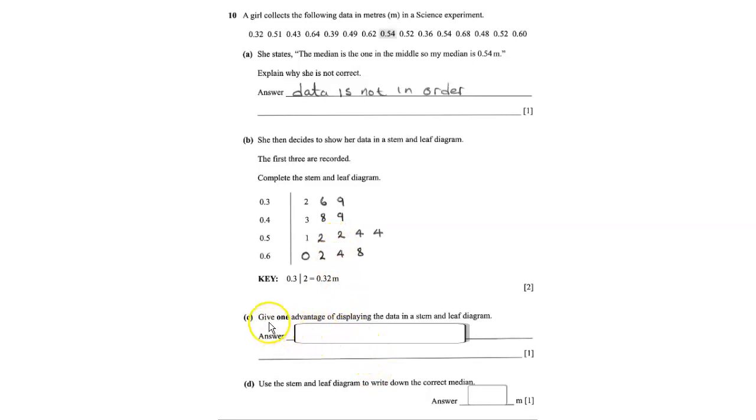So question C, it says, give one advantage of displaying the data in a stem and leaf diagram. And that means the data is now in order, so you can see a bit more clearly the numbers that you're using. So this one here, it says, use the stem and leaf diagram to write down the correct median. And we say that the median is 0.52.